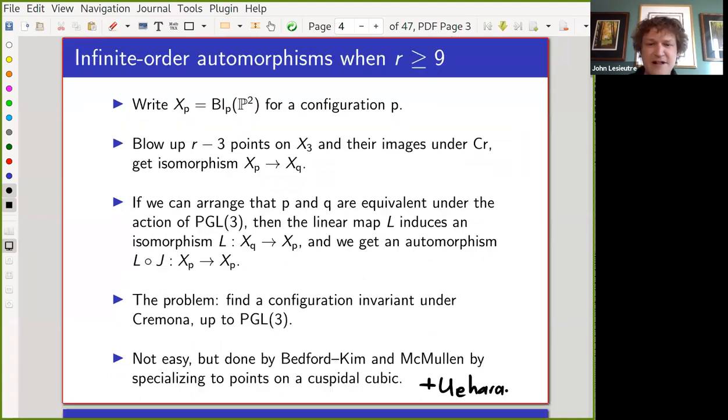Okay, so let me say a little more about this. How do you find these points that are invariant? The idea is that if you pick your configuration P, where all the points in the configuration P lie on a cuspidal cubic, finding these invariant configurations is going to be a lot easier. So the way that Bedford and Kim and McMullen were able to do this was by specializing the points, by not using really random looking sets of points in the plane, but rather specializing them to a configuration where finding these invariant configurations is easier. But an artifact of doing the construction in this way is that you end up with an automorphism that leaves the cuspidal cubic invariant.